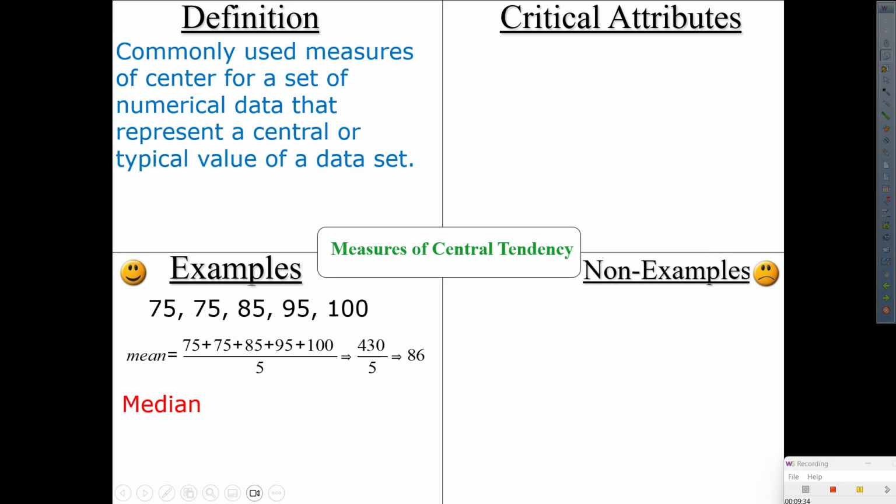You got mean, median. Tell your neighbor the third measure of central tendency. Mode is correct. Write that down. Mode. And how do we know that it's mode? Because it comes from the Latin word moda, which means what? Mostly seen or mostly used. So which number is mostly seen or used? 75. That is correct.